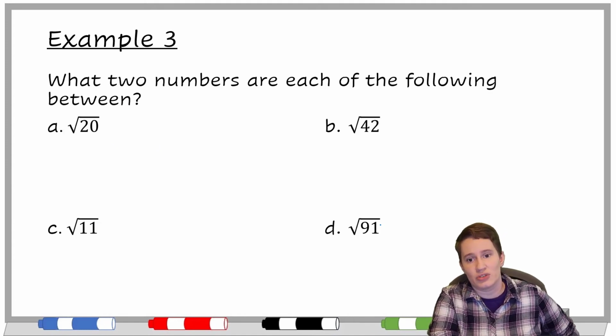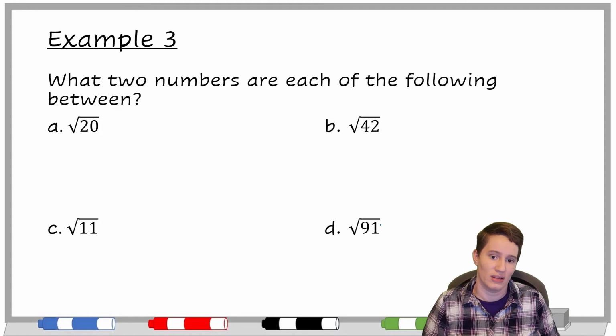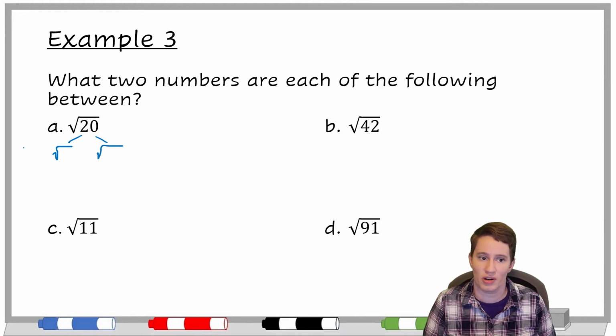It asks what two numbers are each of the following between. So in this case, our idea would be, okay, 20 is not a perfect square, but it's in between two numbers that are perfect squares. 16 and 25 are perfect squares, and 20 is almost smack dab in the middle of those two. So that means that square root of 20 is somewhere in between the square root of 16, which is 4, and the square root of 25, which is 5. So I don't know off the top of my head what the square root of 20 is as a decimal, but I know it has to be something between 4 and 5.